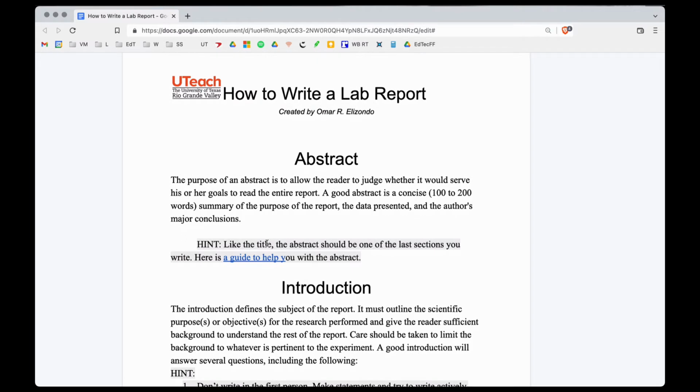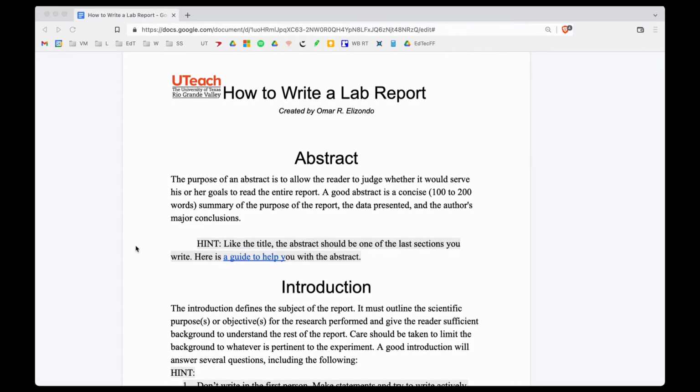Next up is the abstract. Okay, up next is the abstract. Now, the abstract is a very powerful part of your lab report. First, abstracts are typically what individuals read if they wanted to determine if they were going to go to a presentation or if they were going to read your paper further. Think of it like a preview.